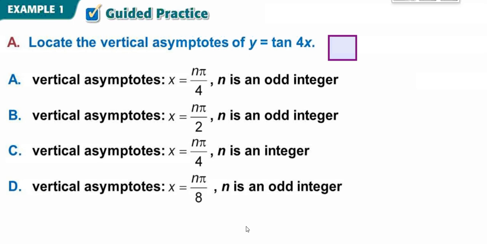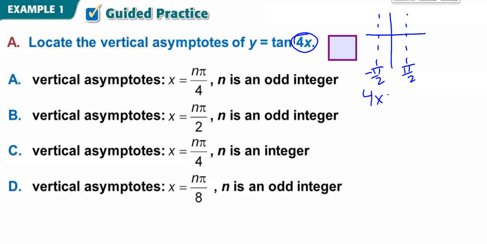So asymptotes for the tangent 4x, just a reminder, a plain tangent function has asymptotes at negative pi over 2 and pi over 2. So that means you set this 4x equal to negative pi over 2 and 4x equal to pi over 2. When I multiply by 1/4, right, instead of divide by 4, I get x equals negative pi over 8 and x equals pi over 8.